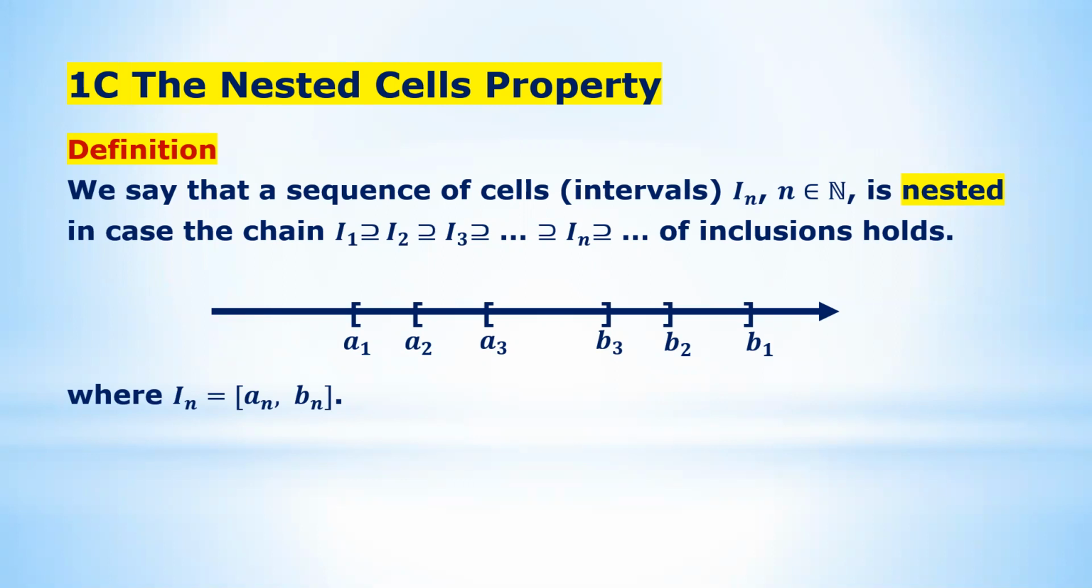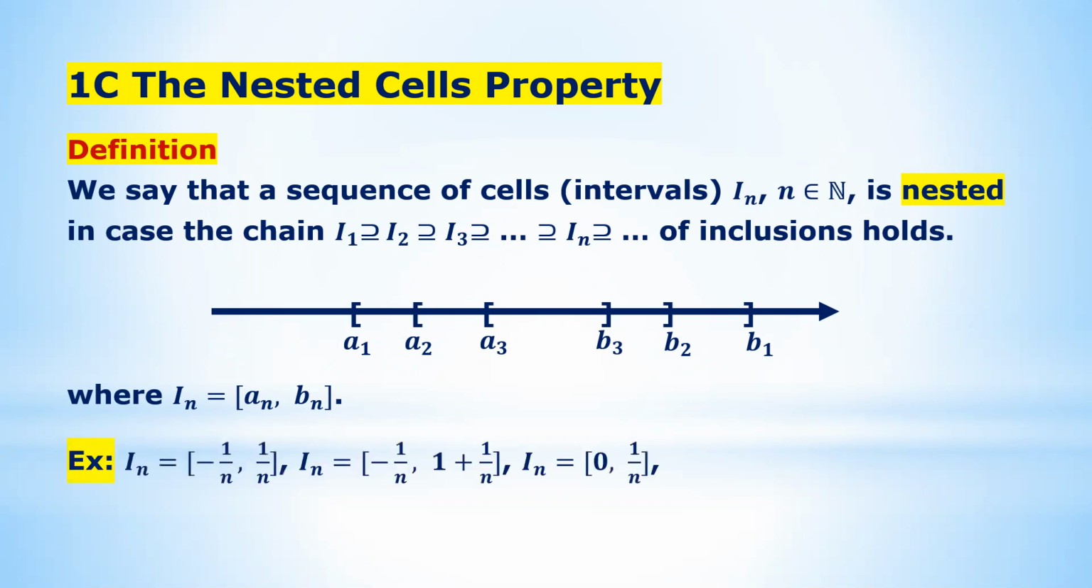Of course, the same concept can be applied to open intervals. However, if you use a sequence of open intervals, even though it is nested, it's not going to carry this nested cells property. So this property is only for closed intervals. We have also talked about some examples last time, so I don't have to repeat them.